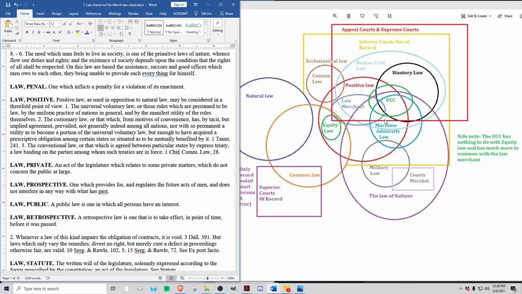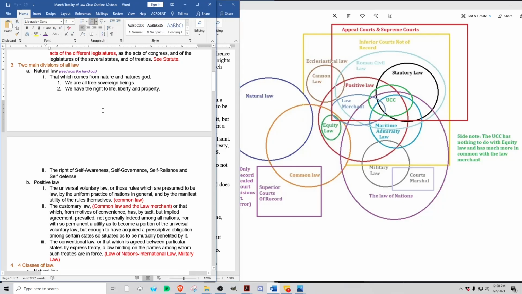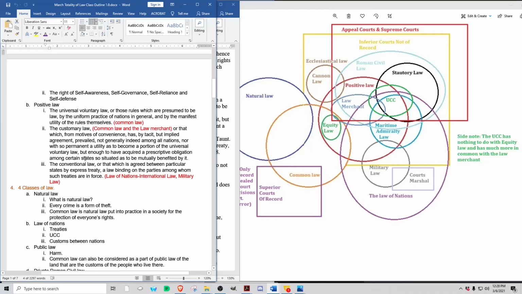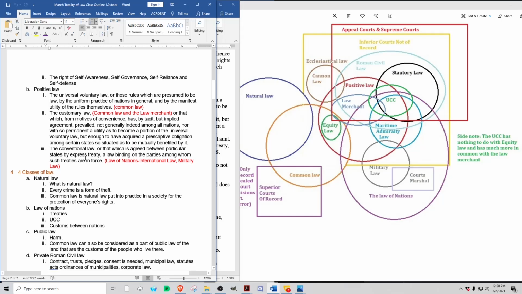Okay. So that's law positive. So now let's go back and outline. Sorry. So that's natural law and positive law. So we covered those. And another aspect, yeah, the customary law is also an aspect of the law merchant and equity, right? So the law merchant and equity of customs.